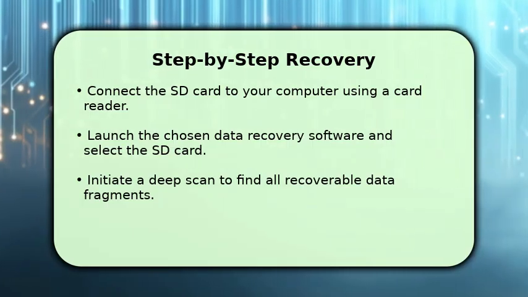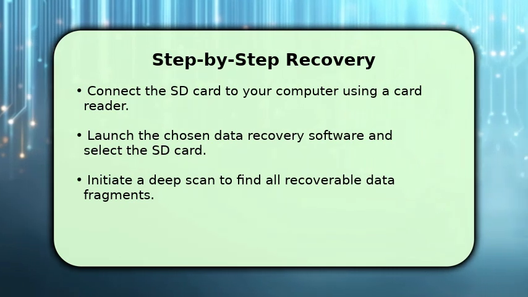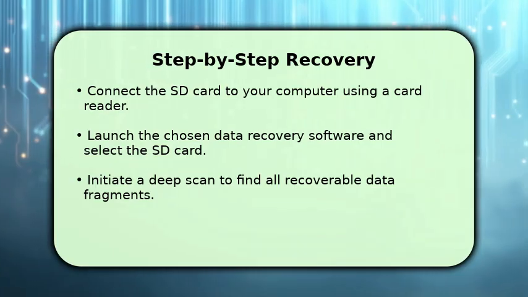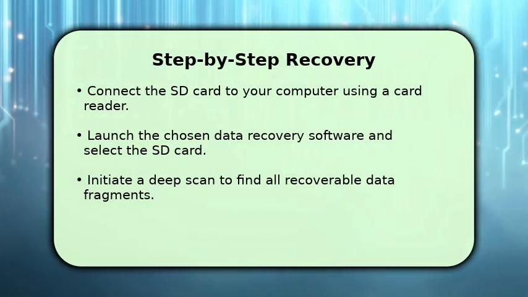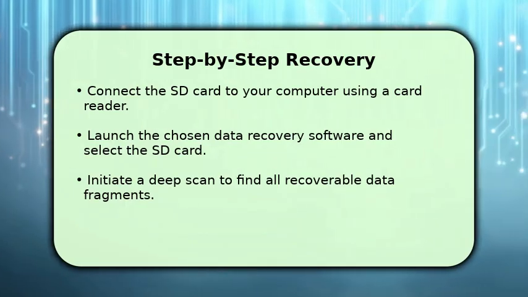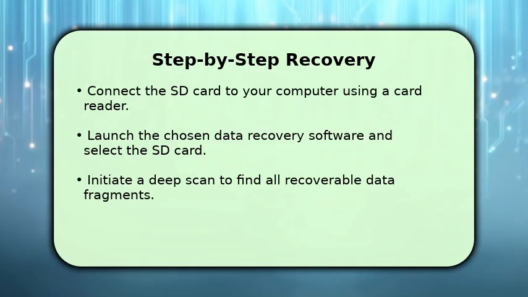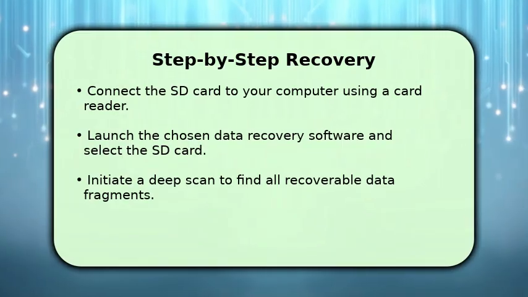First, insert your SD card into the card reader and connect it to your computer. Open your chosen data recovery software and select the formatted SD card as the target drive. Start a deep scan. This process can take several minutes to an hour, depending on the card's size. Once the scan completes, preview the files and select the ones you want. Crucially, save these recovered files to a different drive, not back onto the SD card.